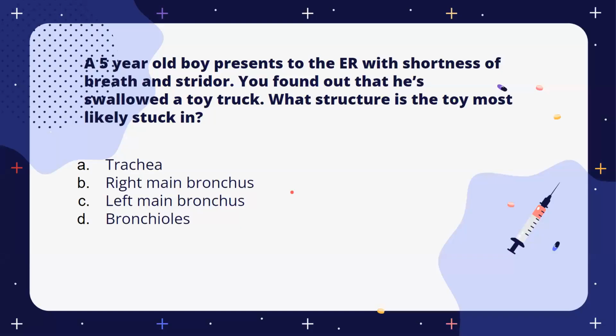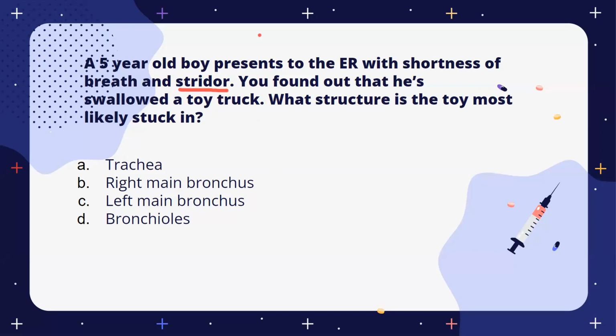Okay. A five-year-old boy presents to the ER with shortness of breath and stridor. You found out that he swallowed a toy truck. What structure is the toy most likely to get stuck in? Let me explain what stridor means. I'm not sure if you've taken that before. It's basically very noisy breathing. It's kind of like with every single breath, there's going to be this raspy sort of noise. And stridor would mean that, again, there is something wrong with the airways.